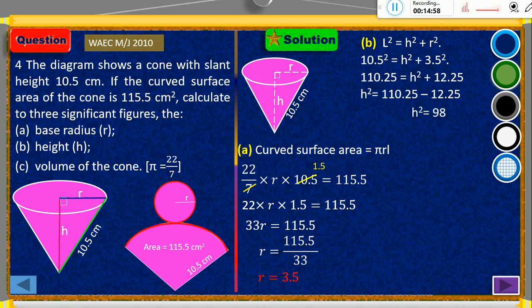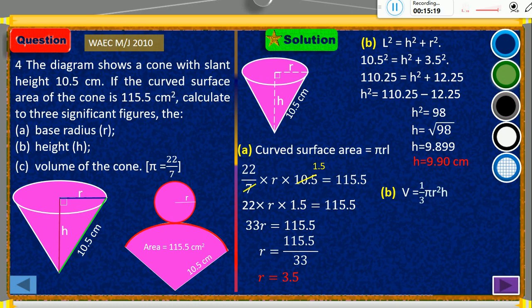h squared is equal to 98. Take the square root of both sides. h is equal to square root of 98. So h is equal to 9.899. Simplifying further, h is equal to 9.90 centimeters to 3 significant figures.